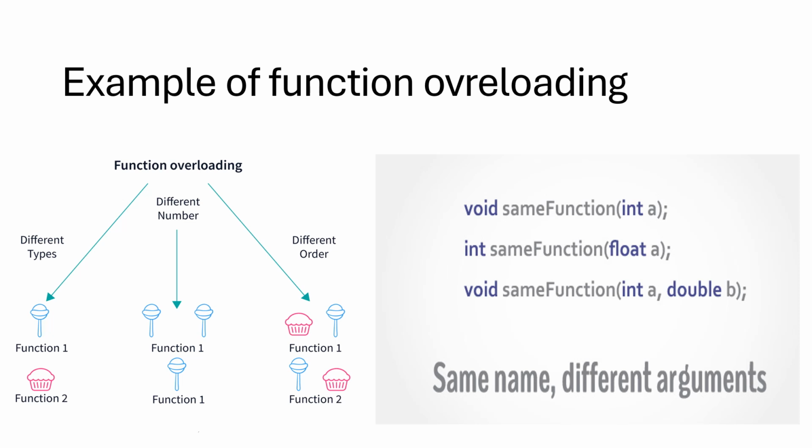That is, we are having different function names, and these are inside that arguments. In different arguments, different data types can be used, or different numbers can be used, or different orders can be used. These are all different types, similar types. So this is a function overloading example.